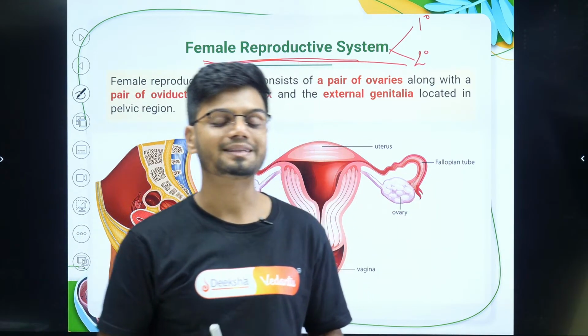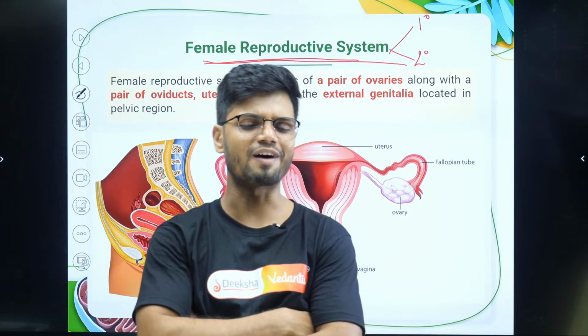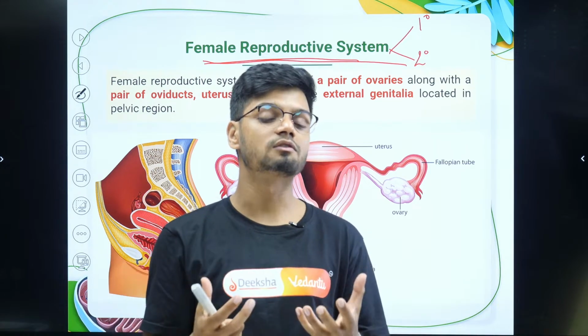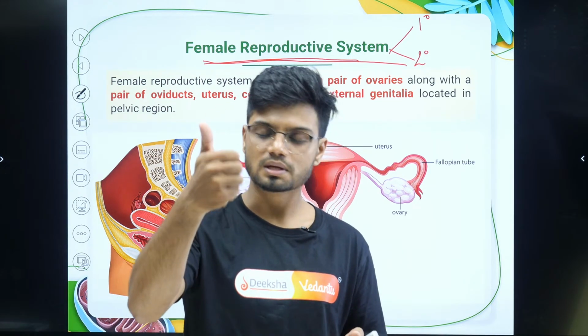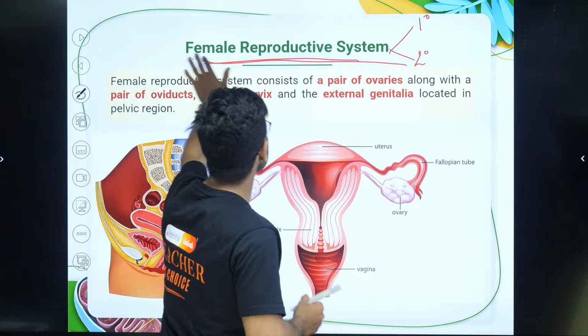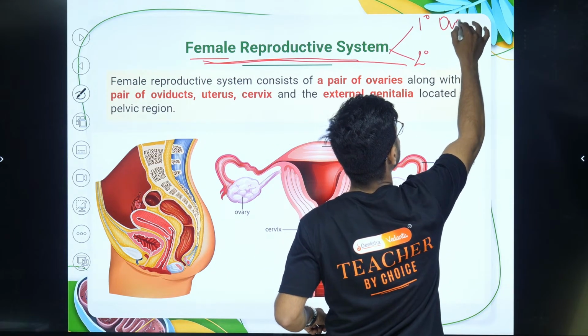Now there I mentioned testis is the primary sex organ. Why did I say testis is the primary sex organ? The reason was that the testis produces, first sperms, second hormones. Similarly, in the case of the female reproductive system, the primary sex organ is the ovaries.